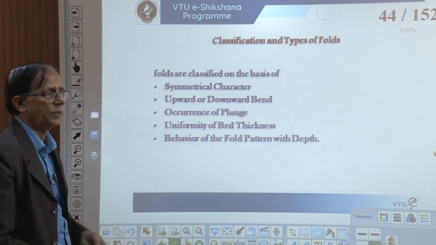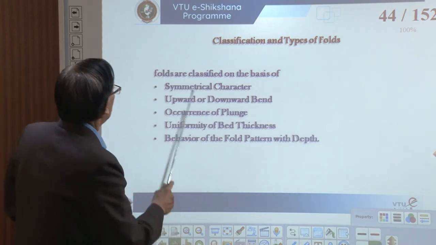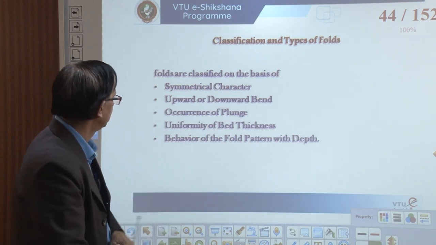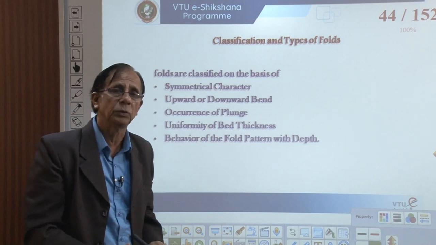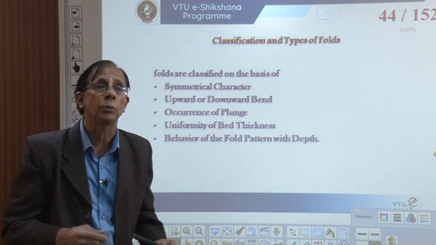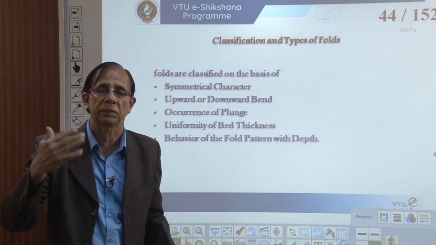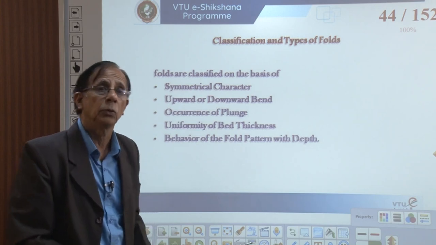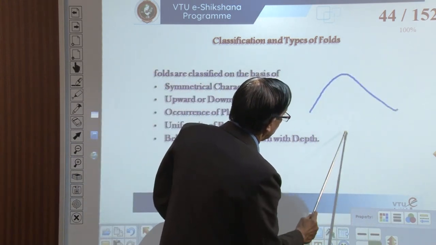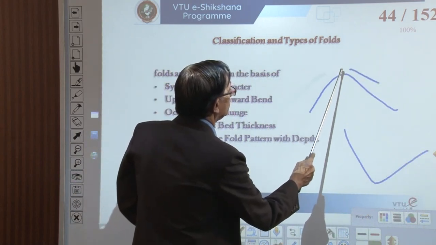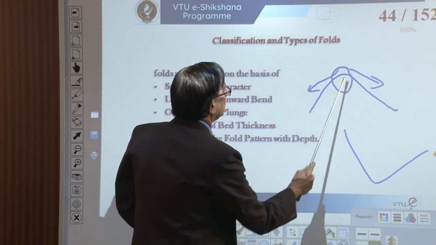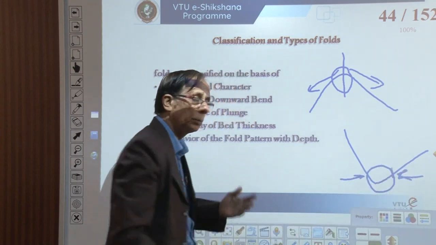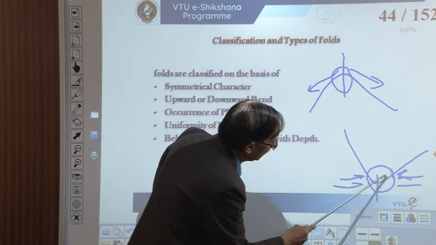So these are different types. Now we can classify based on different bases, whether folds are symmetrical, asymmetrical, upward, downward bend, etc. We try to classify the folds, and we have a purpose. Purpose means, if somebody says it is a very close fold, I should be able to understand what the condition there is. If it is a very open fold, I say yes, it is not severely deformed, like that. So, people say anticline, syncline. Yes, this is compressive, this is tensional force. Rocks are weak, they may develop a crack.